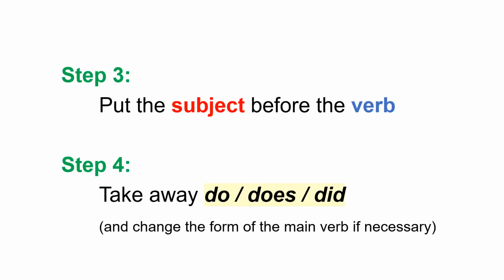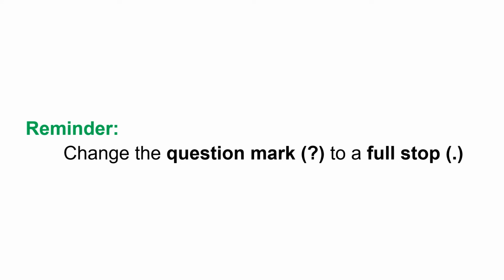Step 3. We put the subject before the verb. After that, step 4, we take away do, does, or did, and change the form of the main verb if necessary. A final reminder, remember to change the question mark in the direct question to a full stop in the reported question. Now, let's take a look at how we can use the 4 steps with some example questions.